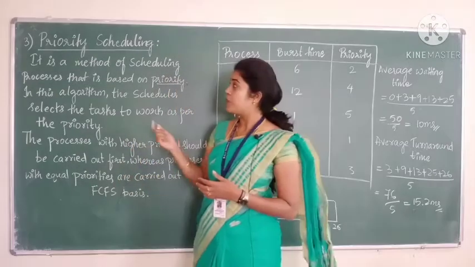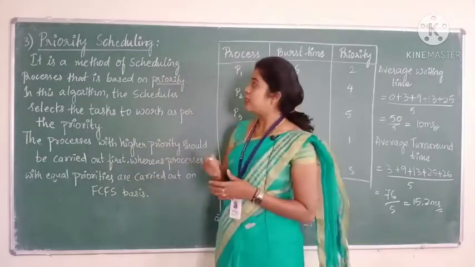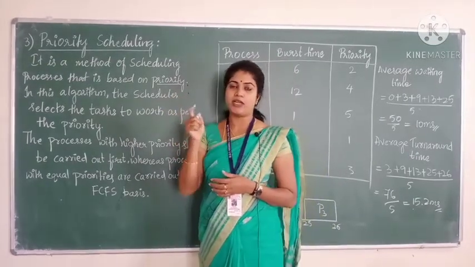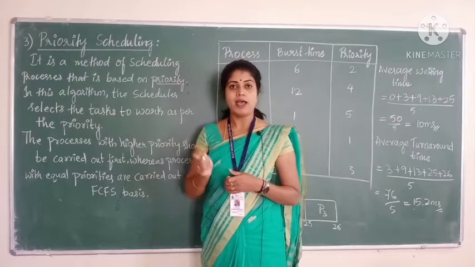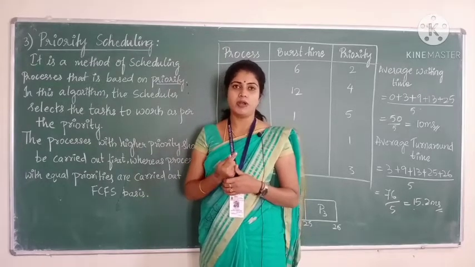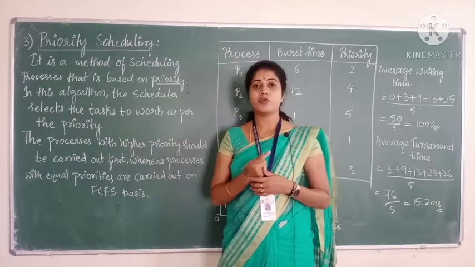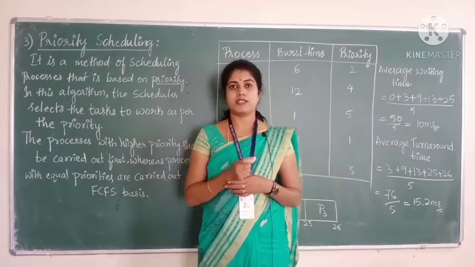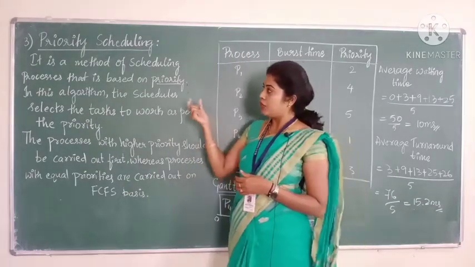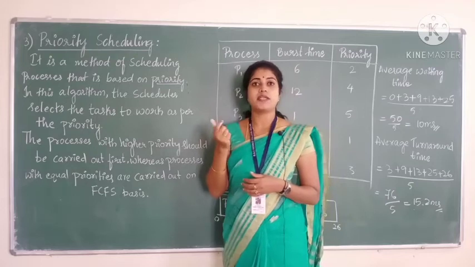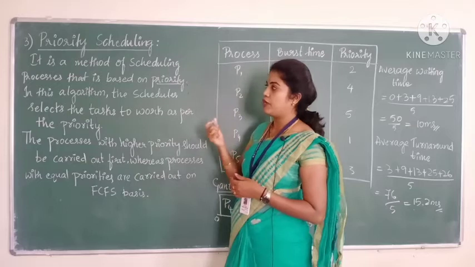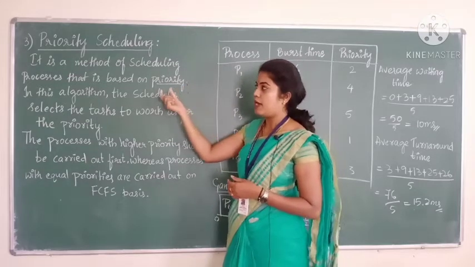Now, see, in this method of scheduling, the process is selected based on priority. As I told you, you will have an additional column called the priority column. As per the priority, the processes one after another go for execution. But in shortest job first, what happened? The process with the least burst time went for execution. But here, the process with the highest priority will go for execution first.